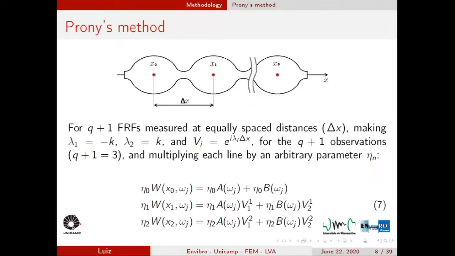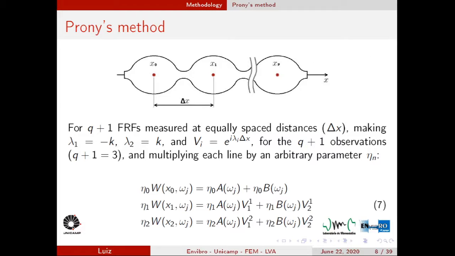As we are analyzing a geometrically periodic structure, we have to take the FRFs with an equally spaced distance equal to the cell length. That's because as the wave number changes throughout the structure and we want to estimate the equivalent wave number, this condition has to be fulfilled.